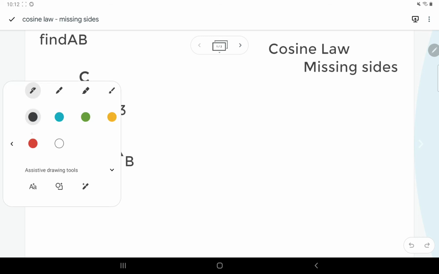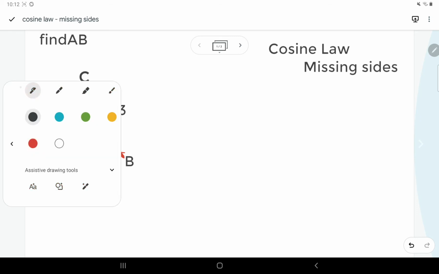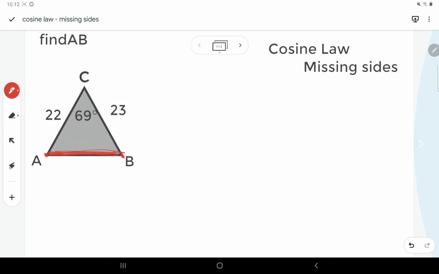So as a reminder, side AB is just the side that goes from point A to point B. Let me draw that line in there. I like to draw this line just because it helps me remember what I'm looking at, so I don't have to keep yet another thing just floating in my head. Okay, so let's start with step 1 here, which is labeling our triangle.